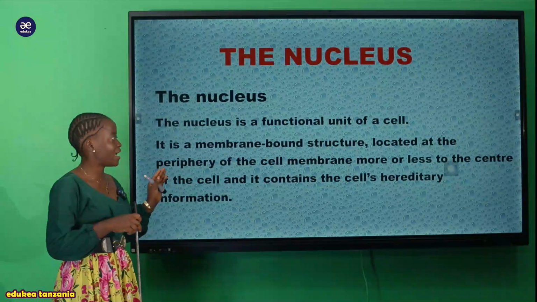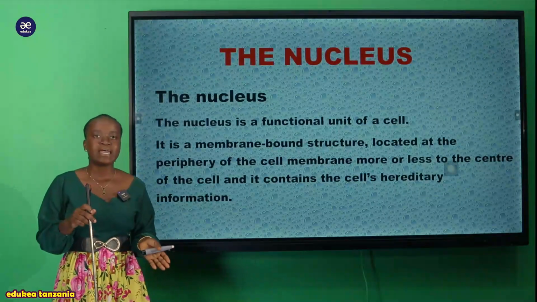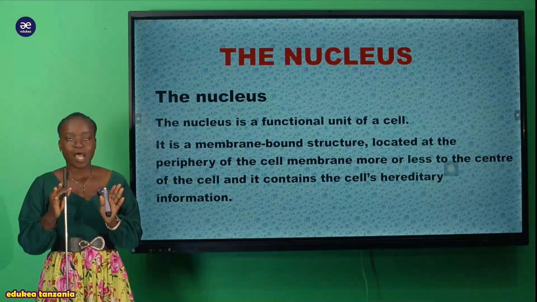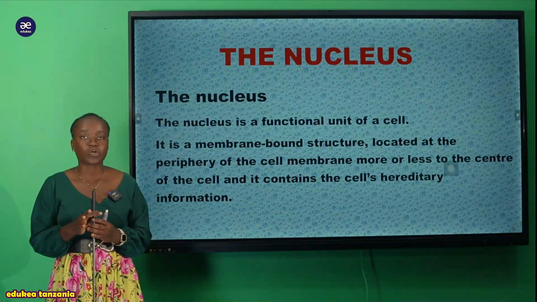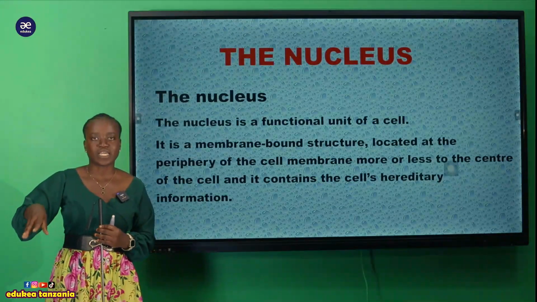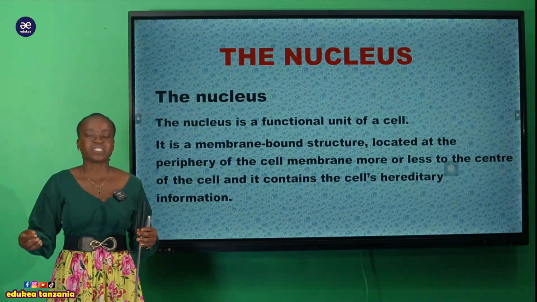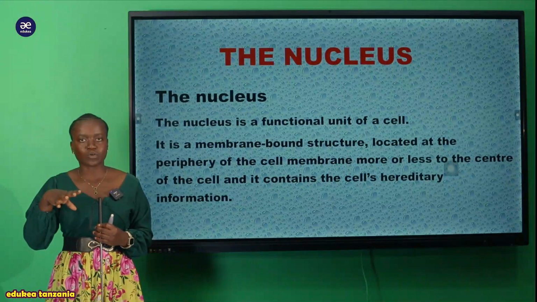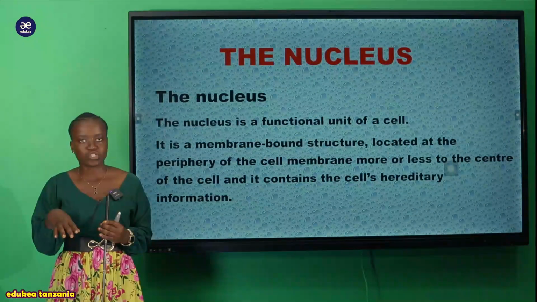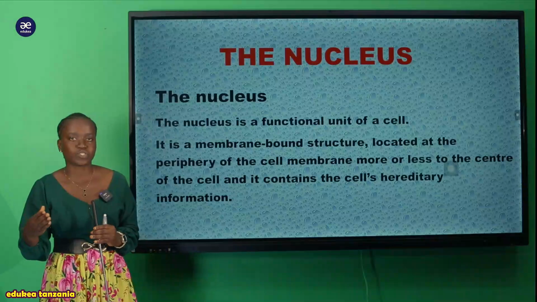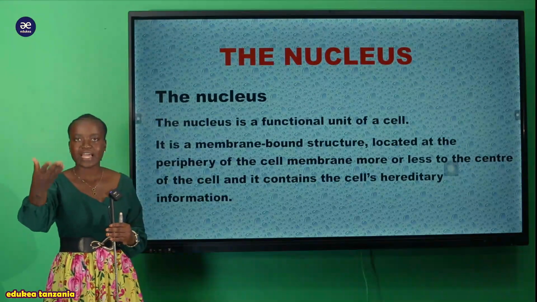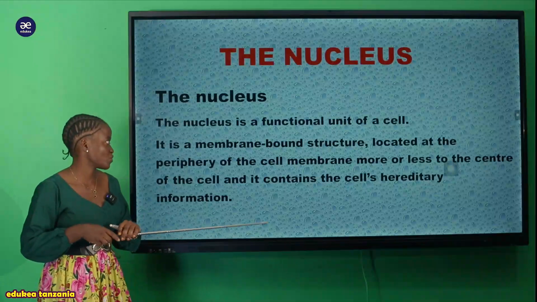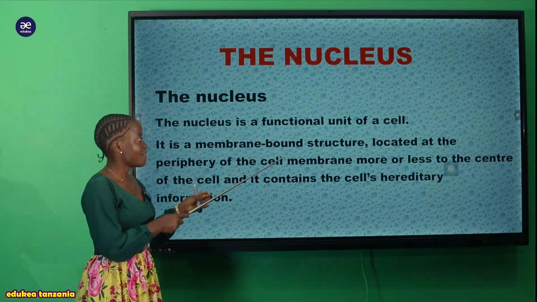Kwa maana kwamba hii nucleus tumesema kwamba yenyewe ni membrane bonded organelle. Why is it called a membrane bonded organelle? Because it is surrounded with the membrane which protects the internal chemicals zisiweze kutoka nje. Kwa hiyo inaweza kutofautisha ile mazingira ya ndani ya nucleus na mazingira ya nje ya cell. So that's why it is a membranous bound organelle.